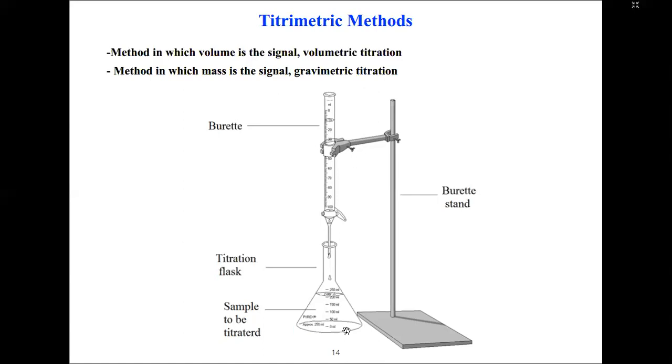And the conical flask consists of, here it says, the sample to be titrated. The conical flask is also called the titration flask. If you understand this setup, then it is the same setup we will use for every type of titration, either acid base, redox, complexometry, or precipitation. Just remember this setup.